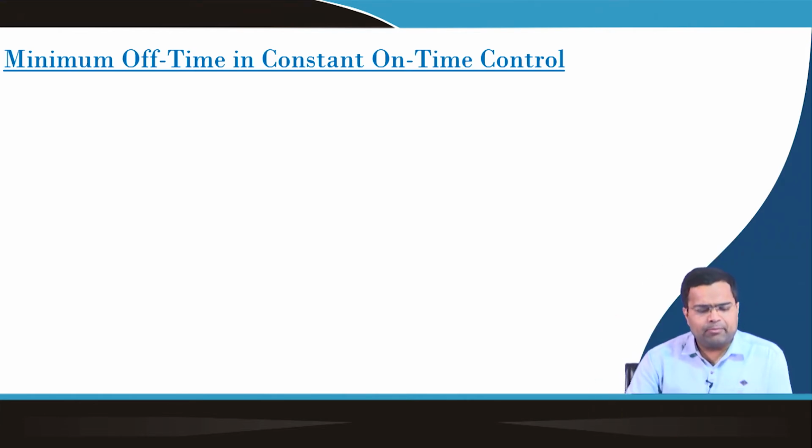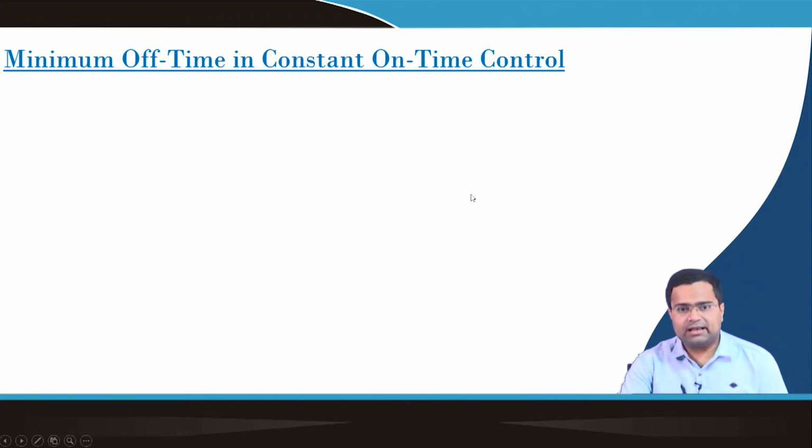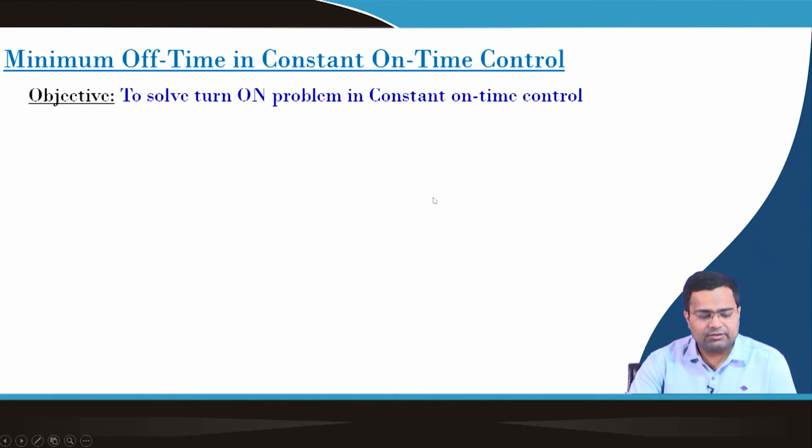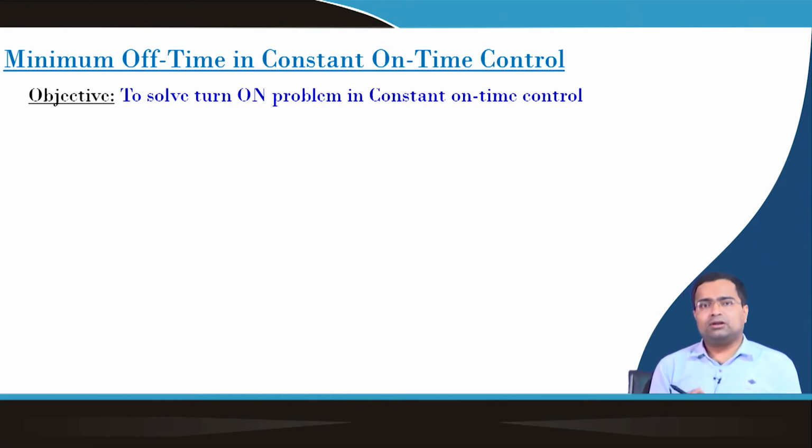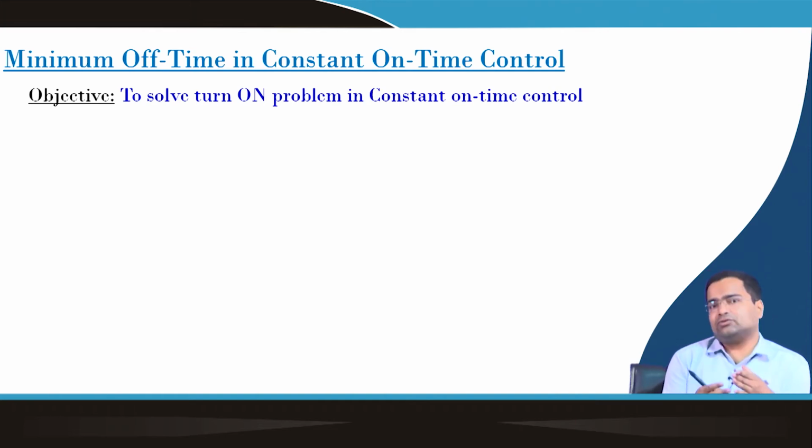Now, minimum off time in constant on time control, how to summarize, what is the algorithm? First we need to solve the turn on problem in constant on time control. This is particularly the case when, after the switch is turned off, we find the output voltage is below the reference voltage. Then we need to turn on again after a minimum time, and that has to be executed using an additional circuit.